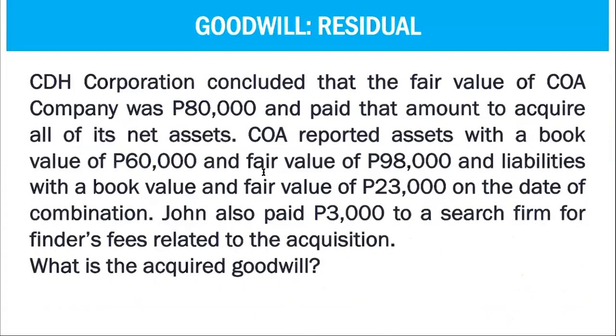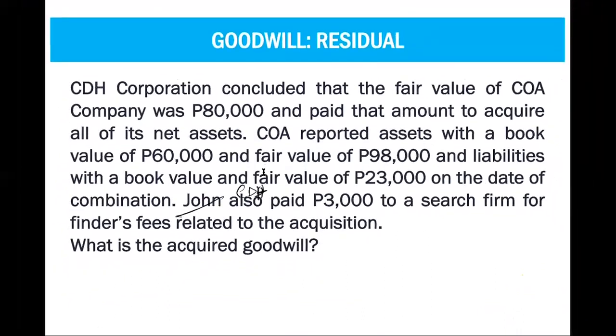CDH Corporation concluded that the fair value of COA company was 80,000 and paid that amount to acquire all its assets. COA reported assets with a book value of 60,000, fair value of 98,000, and liabilities with a book value and fair value of 23,000. John also paid 3,000 to search. This is CDH. What is the acquired goodwill? So in acquiring goodwill, what do we compute? The purchase price versus the fair value of net assets.